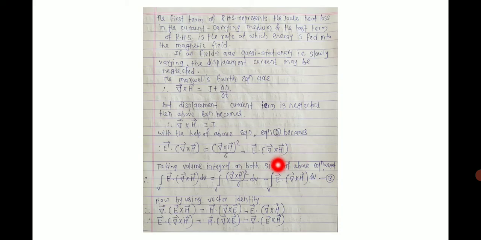Then in the next step, taking volume integral on both sides of this last equation, we get volume integral of E dot del cross H dV equal to volume integral of H dot del cross E dV minus volume integral of del dot E cross H dV.